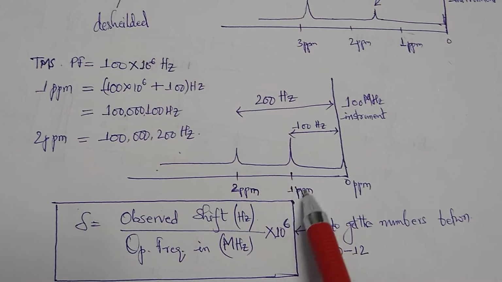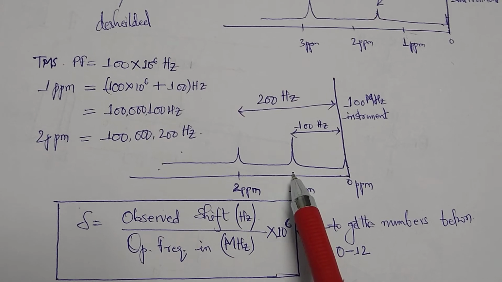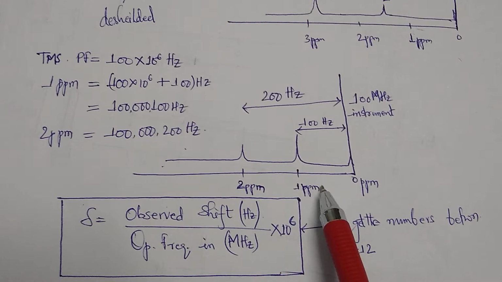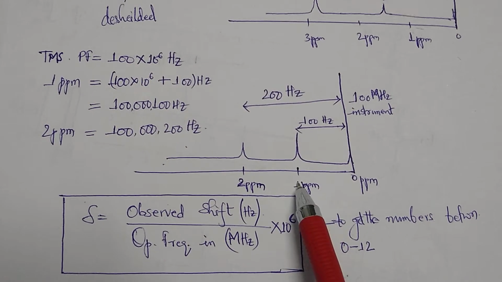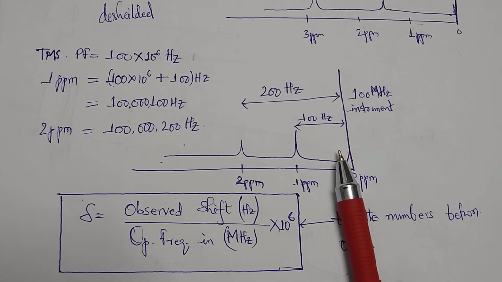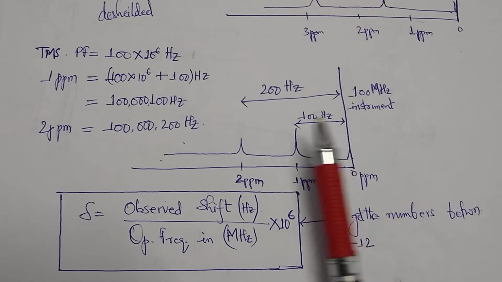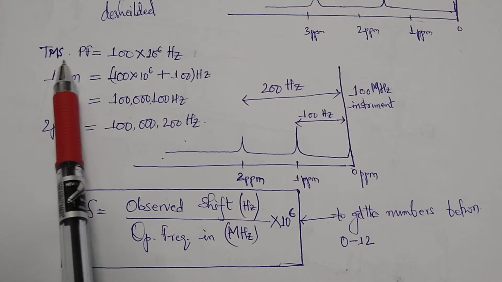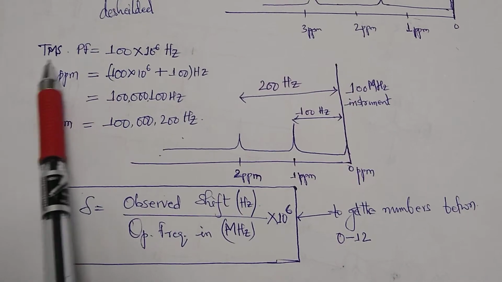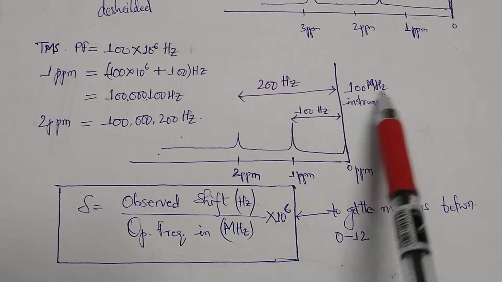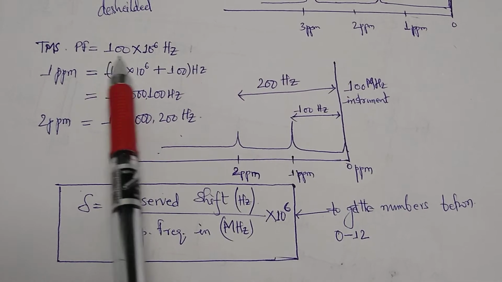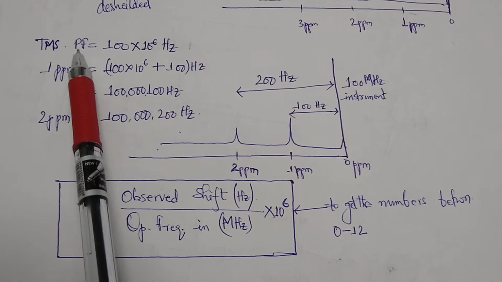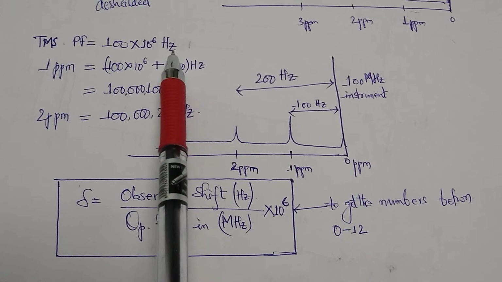we have our 100 MHz instrument with 0 ppm, 1 ppm, 2 ppm. This 1 ppm, that is 1 unit of ppm, will be set against the reference standard. So the reference we will use is TMS. The TMS precessional frequency for this 100 MHz instrument will be 100 MHz. For the TMS proton, the precessional frequency will be 100 MHz.